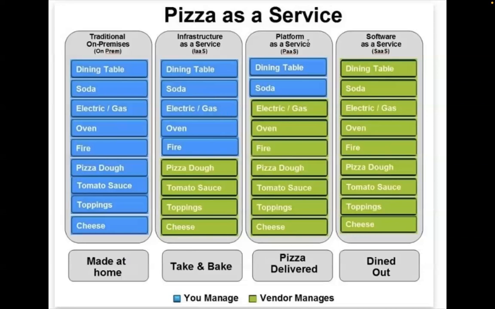Third thing is platform as a service. Platform as a service means pizza delivered to you. You have called Domino's and they have delivered you the pizza. And what you need to arrange in that case is just a cold drink or a dining table. That's it. And you are eating that.